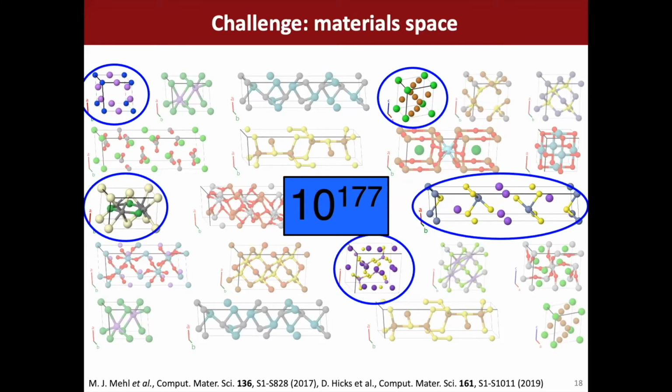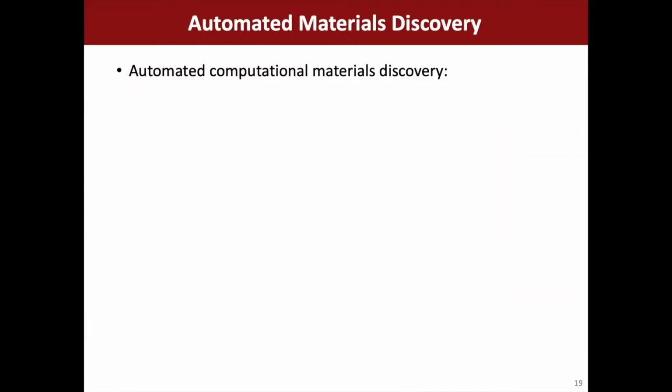So now we have to figure out, okay, which of those are actually going to be interesting for different applications, which ones we think could be synthesizable, which ones we think could have interesting properties. Obviously, you can't go through all of these different possible materials by hand. So instead, we do what's called automated computational materials discovery.